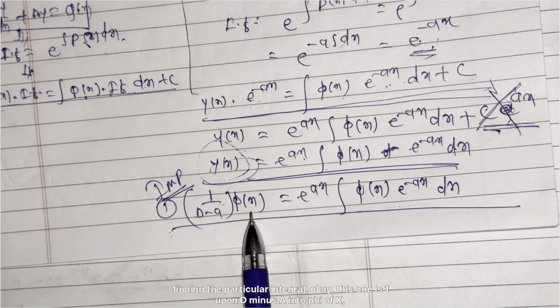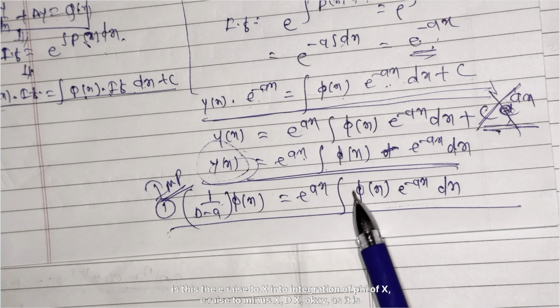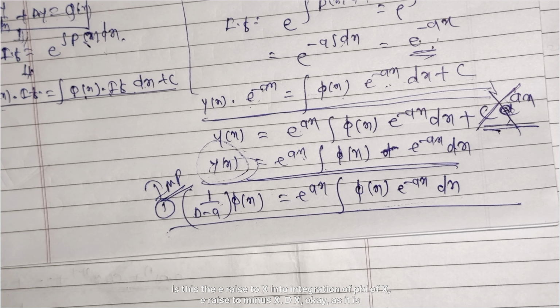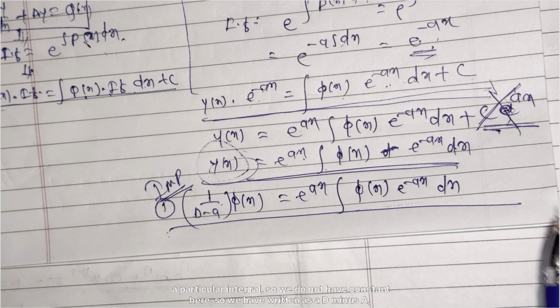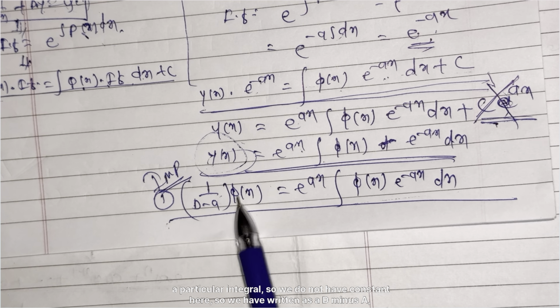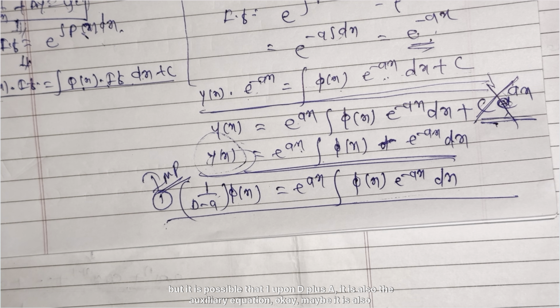Okay, this one is 1 upon (D minus a) into phi of x, which is e raised to ax into the integration of phi of x e raised to minus ax dx. As it is a particular integral, we don't have a constant here. So we have written it as D minus a, but it is possible that 1 upon (D plus a) is also the auxiliary equation.